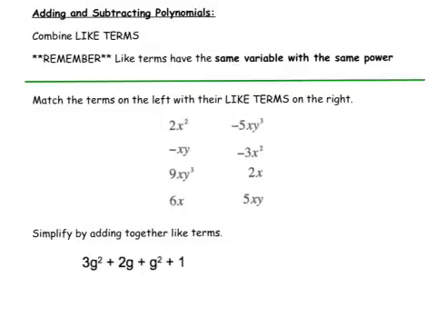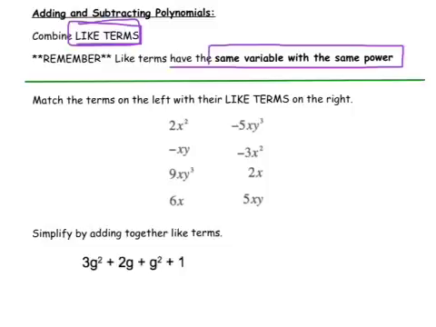Next, in order to add and subtract polynomials, we have to think about combining our like terms. So, what are like terms? Like terms have the same variable with the same power. We've done this before, it's just a refresher. Same variable with the same power. So, to get your mind in the right spot, match the terms on the left with their like terms on the right. Go ahead and do that, come back and check your answers.